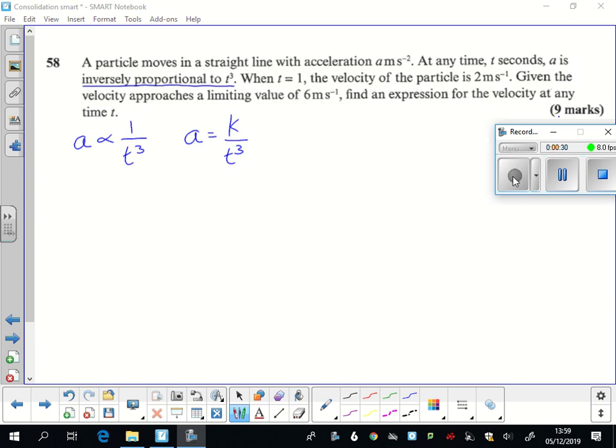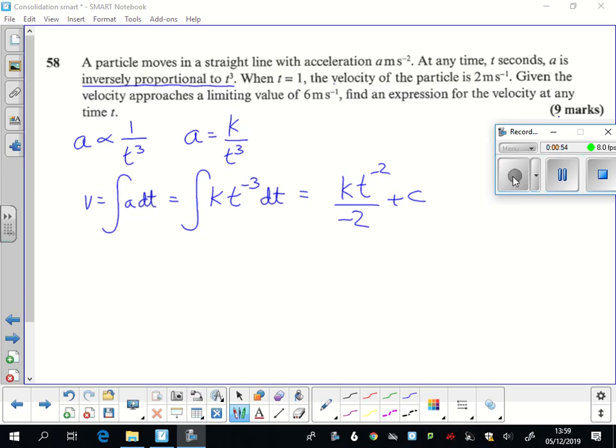In a recent video, we've seen that how to find the velocity is to integrate the acceleration. And so what we're trying to do is integrate k t to the power of minus 3 dt. Don't worry about the k there, it's just a number. Here the power goes up by 1 and we divide by the new power, and don't forget we'll put a c on the end. So I've got that the velocity is equal to k over minus 2, and I'm going to bring this t squared down to the bottom again because it's going to be more helpful, plus c there.